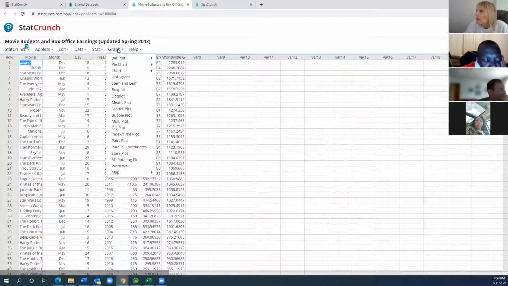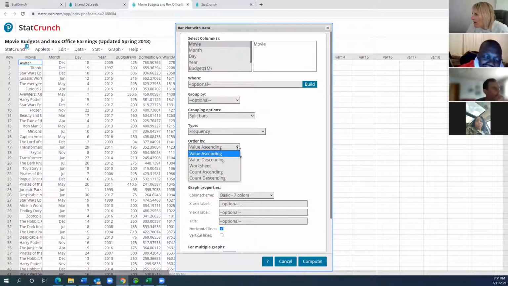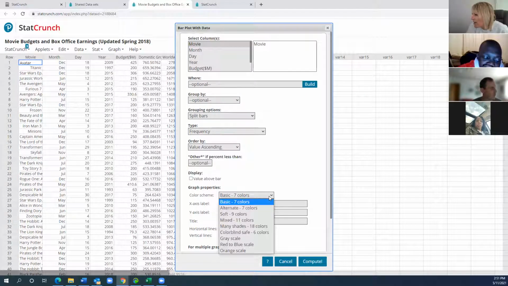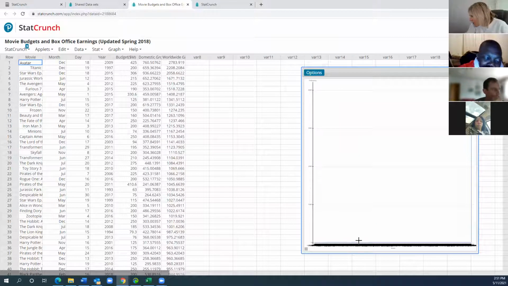does anybody else see something different on their graphing opportunities? Mine doesn't look different, but it's coming out like a bar graph. Well, which one are you choosing, bar plot or chart? I'm choosing bar plot and then with data. Yeah, and then I just click compute, and then you chose movie. And what did you do ordering by? I didn't change anything besides just picking the data set. Why is mine?